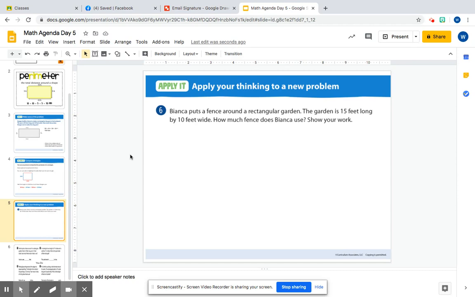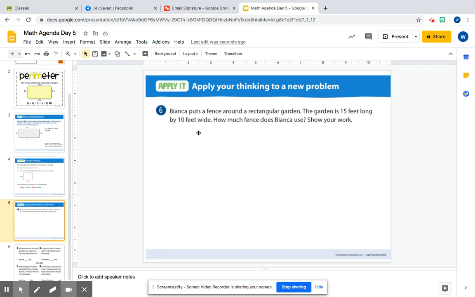Okay, so Bianca puts a fence around a rectangular garden. The garden is 15 feet long by 10 feet wide. How much fence does Bianca use? Show your work. So go ahead, pause the video, take a couple minutes to work out your answer, and then we'll come back together and we'll work the problem out together.